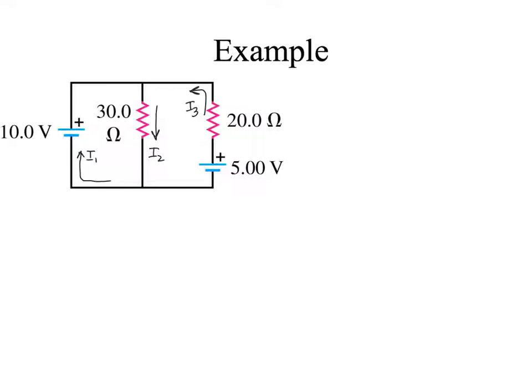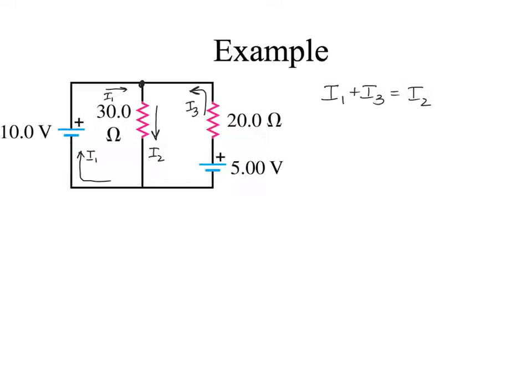Now, if I look at this junction point, I have I1 coming into it, I2 going out, and I3 coming in. And so my equation for my junction rule would be I1 plus I3 is equal to I2. So that's one of my equations.